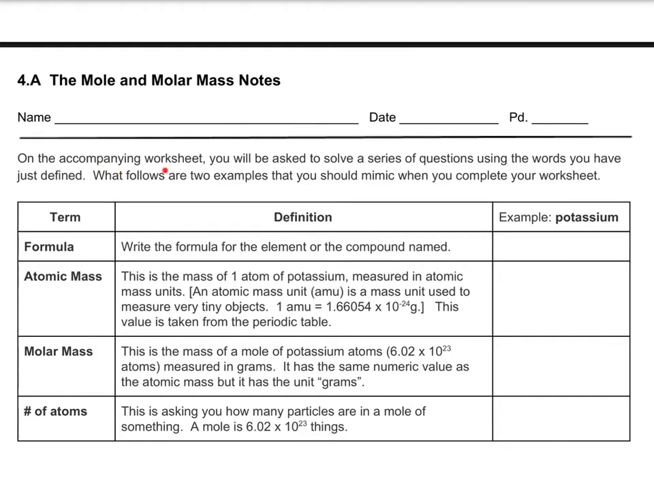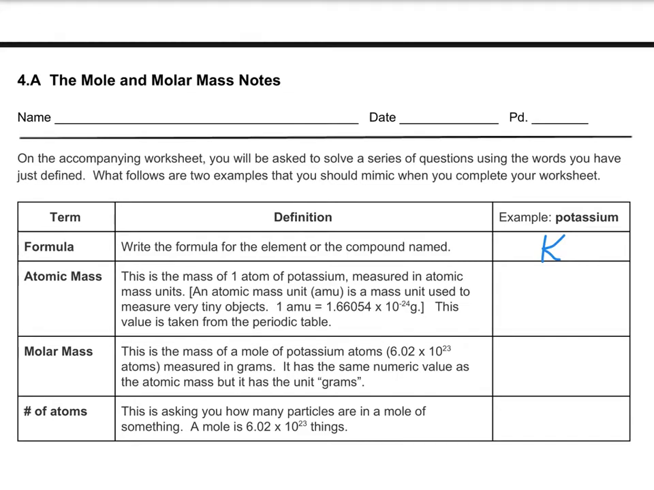On the accompanying worksheet, you'll be asked to solve a series of questions using the words you have just defined. What follows are 2 examples that you should mimic when you complete your worksheet. When I ask you for a formula, you're just going to write the formula for the element or compound named. Here, the element named is potassium, so you will write the symbol for potassium, or K.